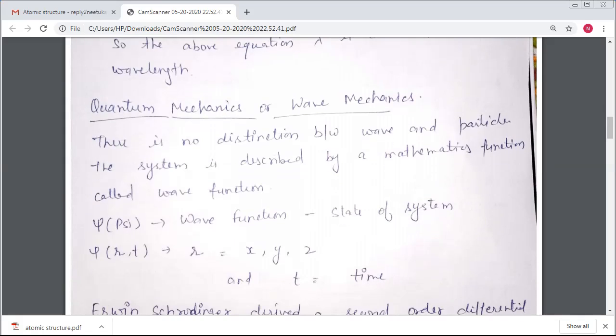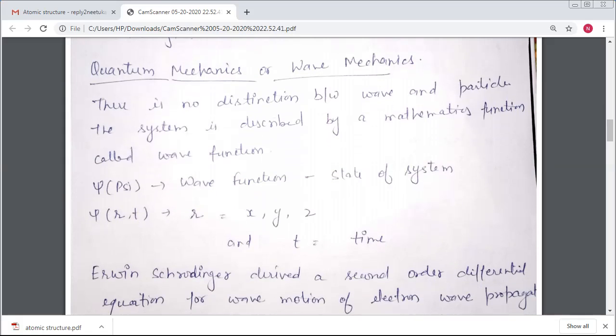Now in quantum mechanics, or wave mechanics, there is no distinction between wave and particle. The system is described by a mathematical function that is called the wave function. What is the wave function? It is represented by psi, and it is called the wave function of the state of the system, psi with respect to r and t. Here r means the x, y and z axes, and t is for time.